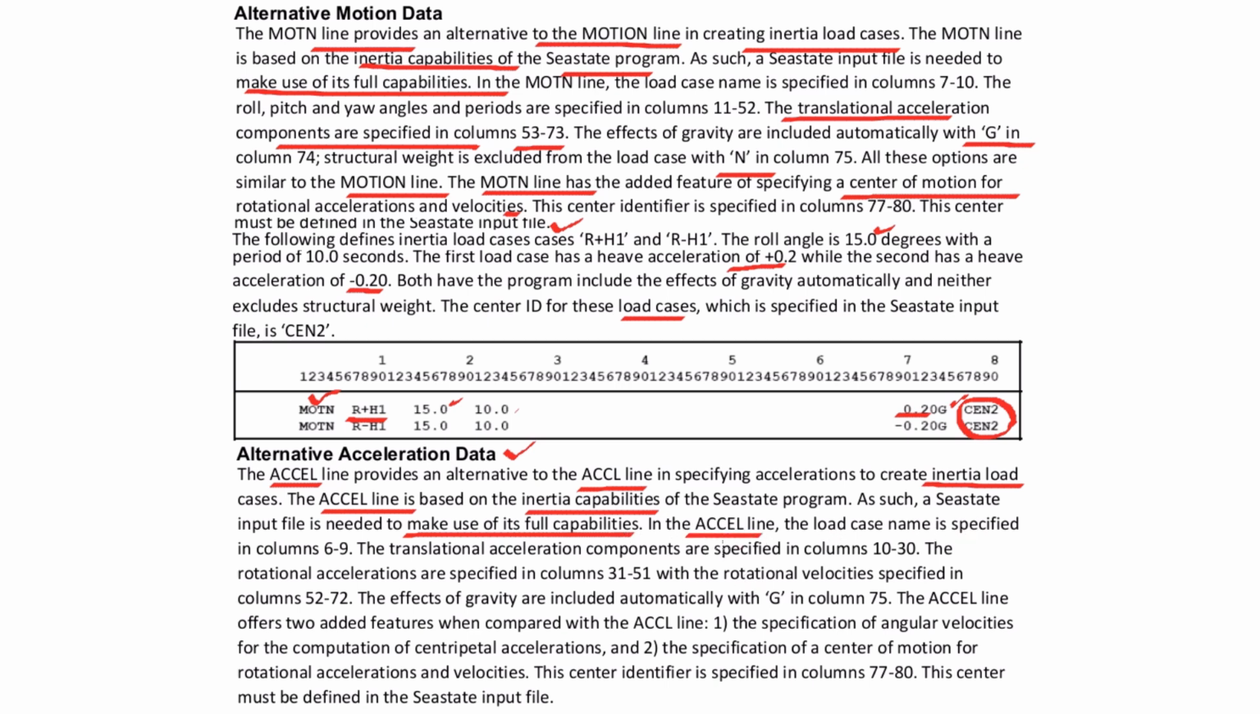In the ACCL line, the load case name is specified. Translational acceleration components can be specified. The rotational accelerations are also specified. The effects of gravity are automatically included with the G. The ACCL line offers two added features when compared to the ACCR line. One is the specification of angular velocity for computation of centripetal accelerations, and the other is specification of center of motion for rotational accelerations and velocities. This center identifier is specified in column. This center must be defined in the C-state input file.